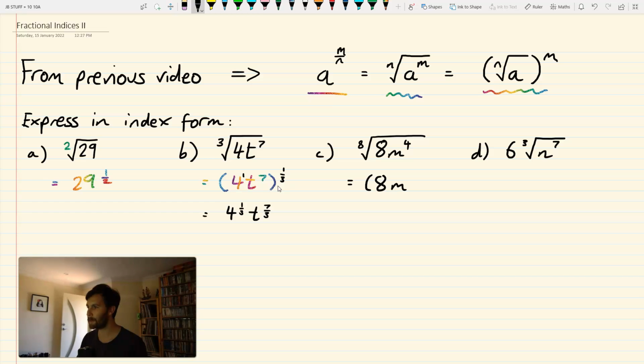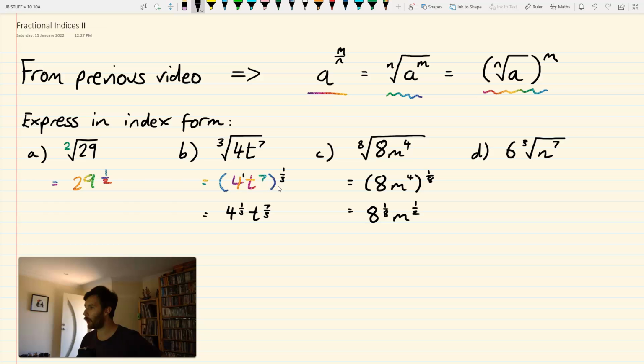So 8 multiplied by m to the power 4, raised to the power 1/8, because it's the 8th root for that one. Here, if we change that to index form, we've got 8 to the power 1/8, and then m to the power 4 multiplied by 1/8, which gives us 1/2.